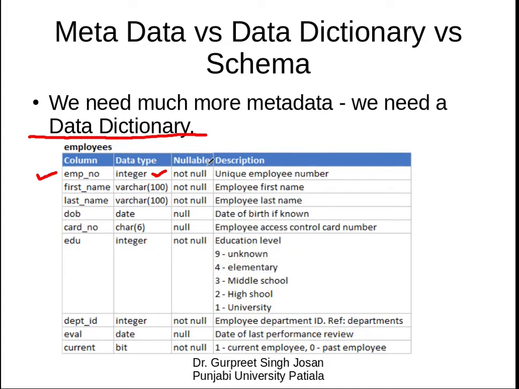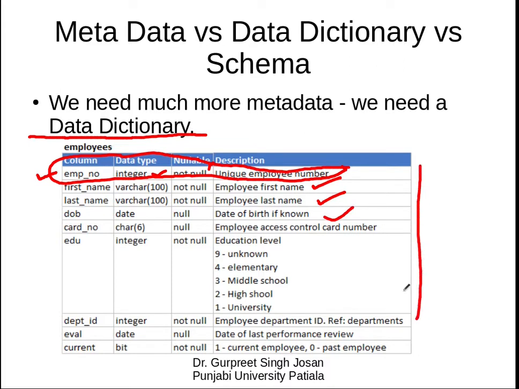So this kind of information is called metadata. So this is the data about data. So this is data about your employee number. In a similar way, data about first name, data about last name, and so on. So this is the example of metadata, and the collection of this metadata is called data dictionary. So this is our data dictionary.